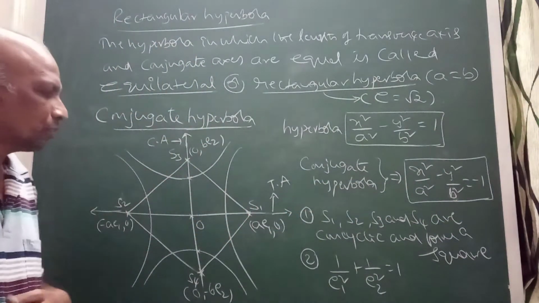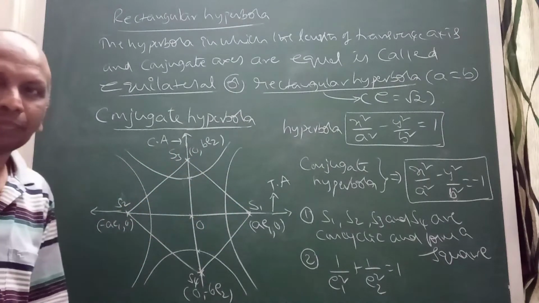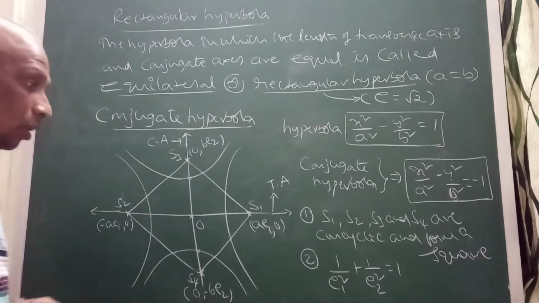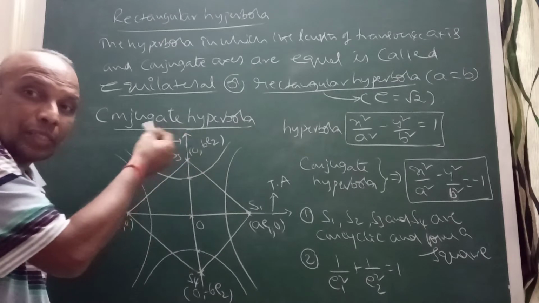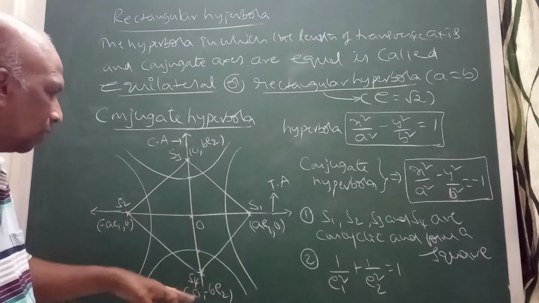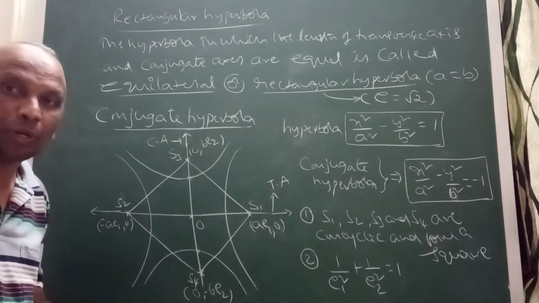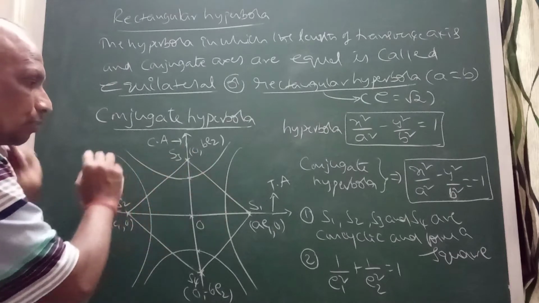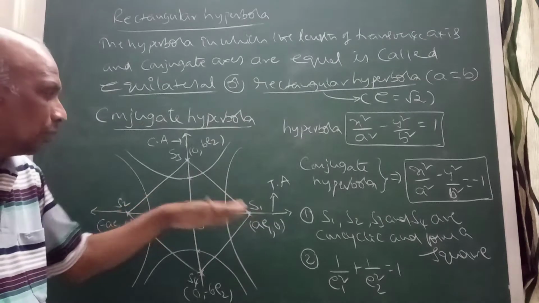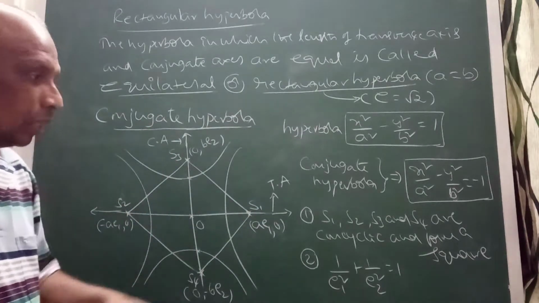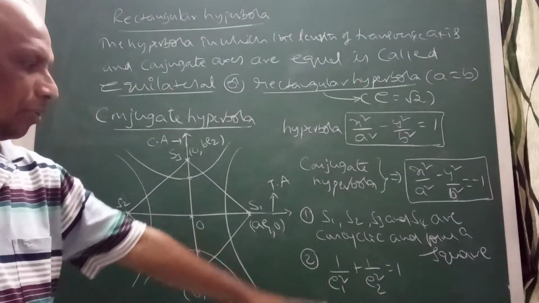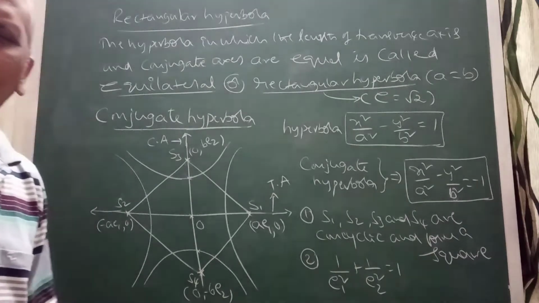These are the foci. If we join all the 4 foci, it forms a square. Also, I can draw a circle passing through these 4 foci, so these points are concyclic. S1, S2, S3, S4 are concyclic points and they form a square also. Also, with eccentricity E1 for the given hyperbola and E2 for the conjugate hyperbola, 1 by E1 square plus 1 by E2 square is equal to 1 always.